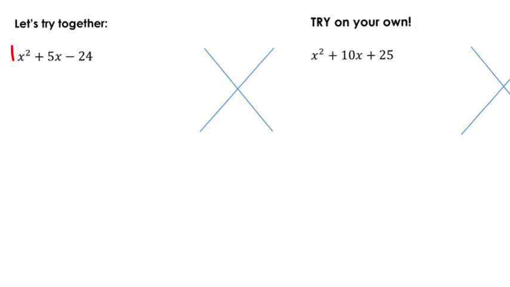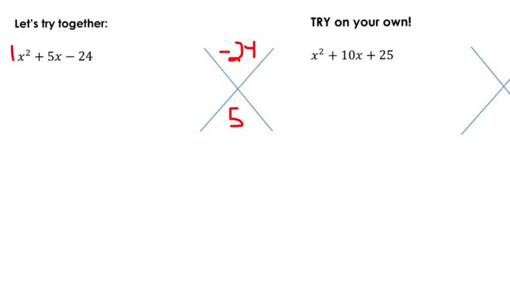So step 2 for factoring means I need to multiply my A times my C and put that at the top of my x. So 1 times negative 24 just results in a negative 24. For the bottom of my x, I'm just going to bring down my B value, or my 5. For the two side parts, I need to figure out what multiplies to my negative 24 and what adds to 5. So I need two factors that multiply to negative 24 and add to 5.